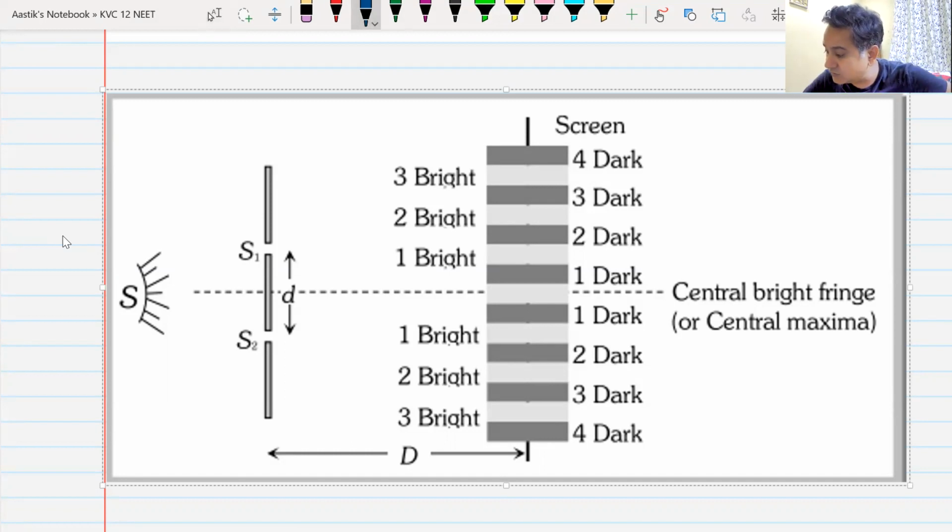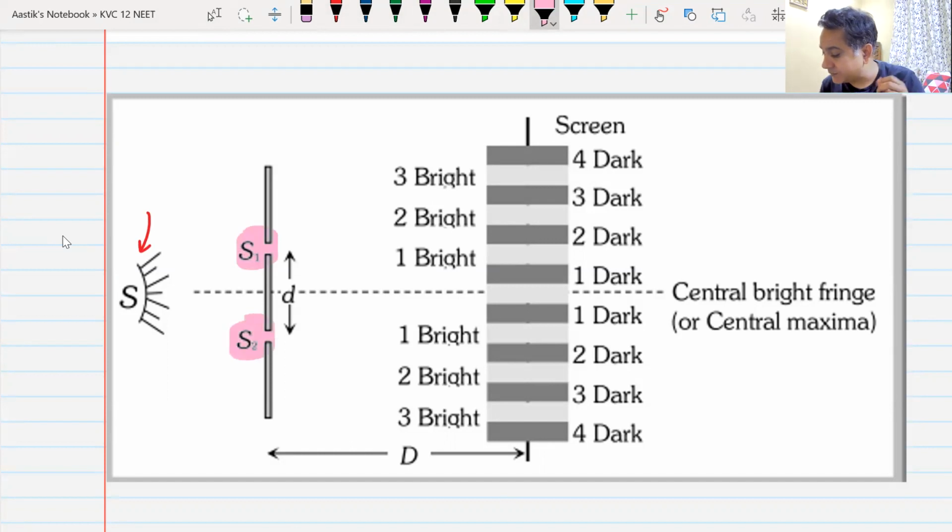What do we have here? This is my mother source. These are the two daughters that I produced from that mother. These two slits are separated by a distance d, small d. Then you have the screen, which is at a distance of capital D from the daughter slits.